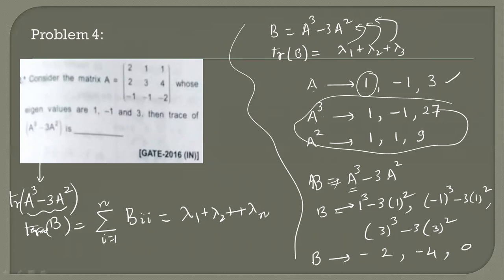So what will be the trace of B? Trace of B will be the sum of all these eigenvalues, minus 2, minus 4 plus 0, it will be minus 6. So minus 6 will be the answer for this question. Minus 6 is the trace of this matrix.